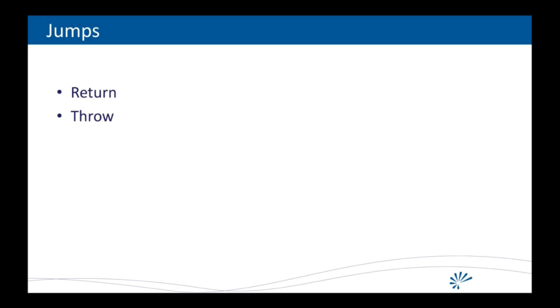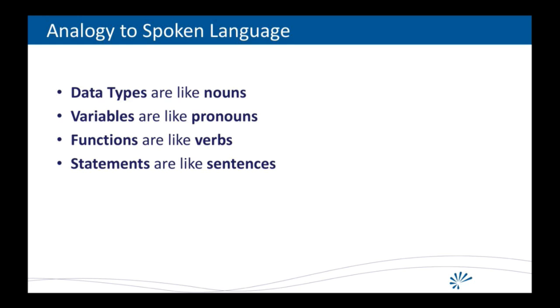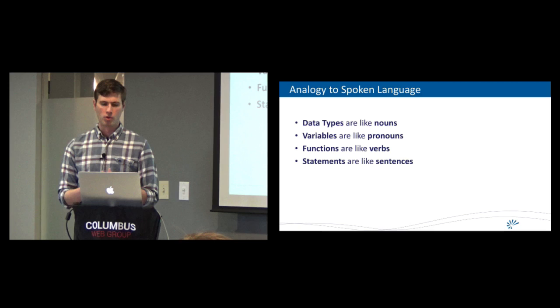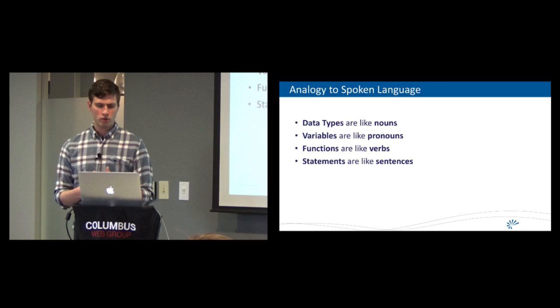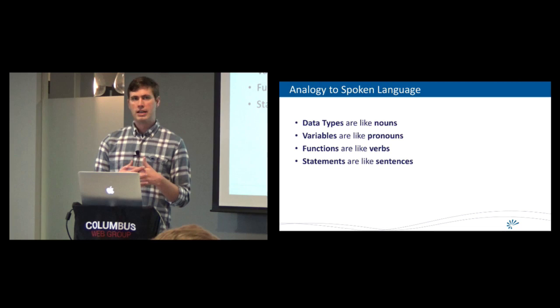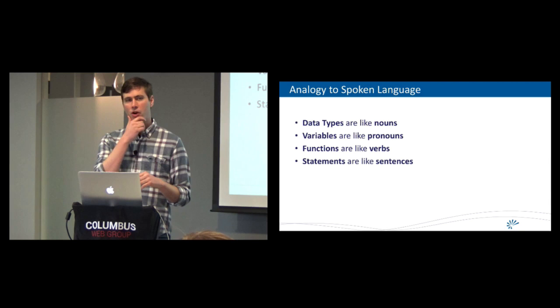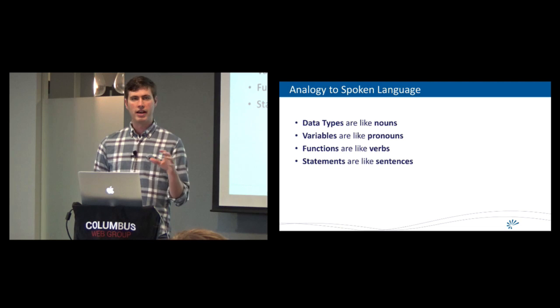So we talked a little bit about these analogies of spoken language. This helps me kind of understand programming languages when I'm learning a new one. So data types are really like nouns. Data types and variables are like nouns. Variables could be like pronouns because it's like a marker. You could say, Dave did this, he. Now you can refer to it as he throughout the rest of the paragraph. That's kind of like a variable, right?